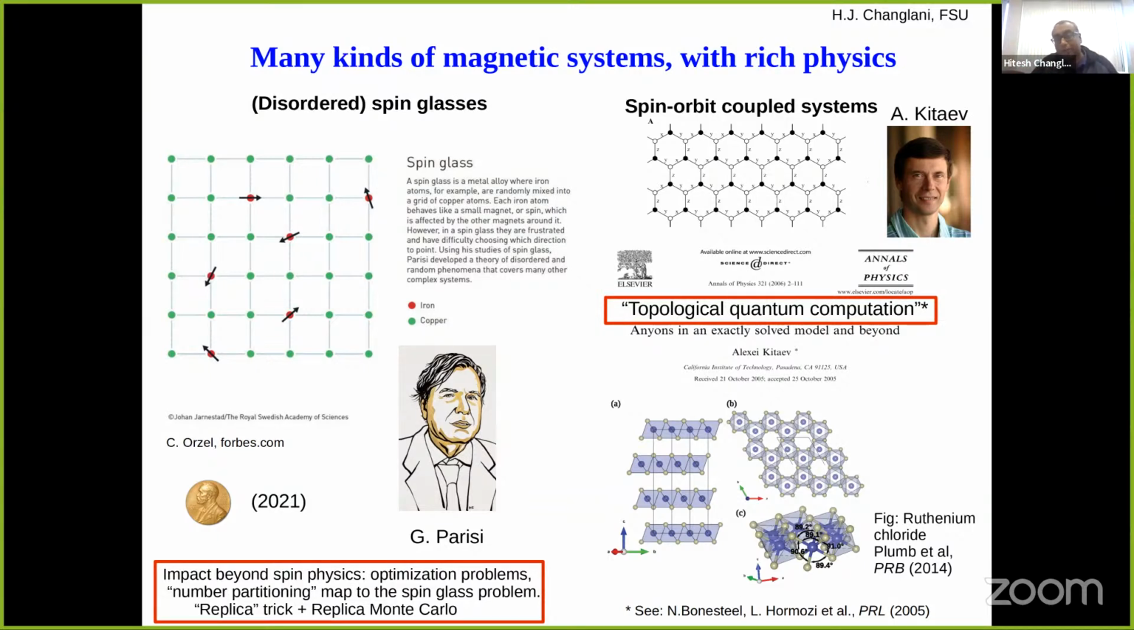And then there's another kind of frustration where the lattice doesn't look frustrated. It's a honeycomb lattice, but the frustration is in the interactions.